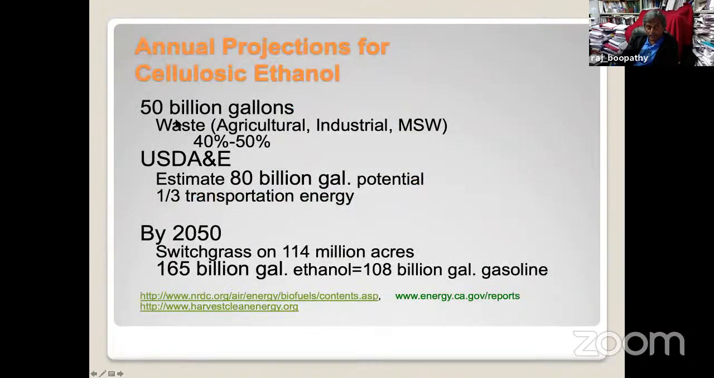So based on all that, the USDA came up with an estimate of 50 billion gallons of waste. From the waste, we can make ethanol. The USDA came up with an estimate of 80 billion gallon possibility. 1/3 could be used in the transportation industry. By 2050, we can produce the energy crop switchgrass on 114 million acres. That's a possibility of making 165 billion gallons of ethanol per year. Currently, we're making roughly 10 billion gallons of ethanol. So there is a potential possibility to increase ethanol tenfold from energy crops and a variety of agriculture residue.